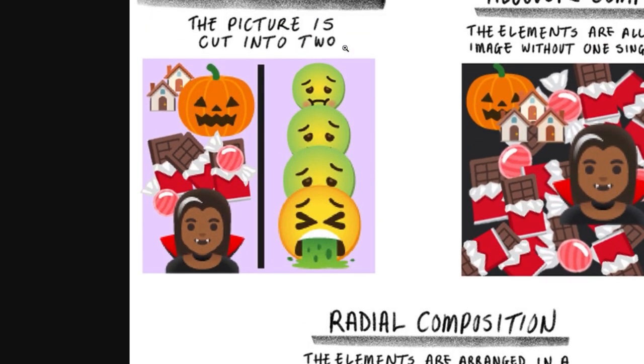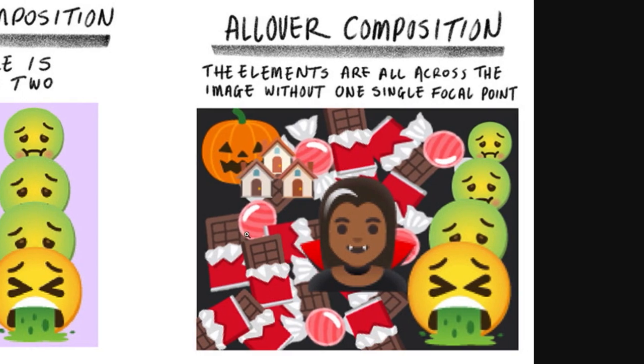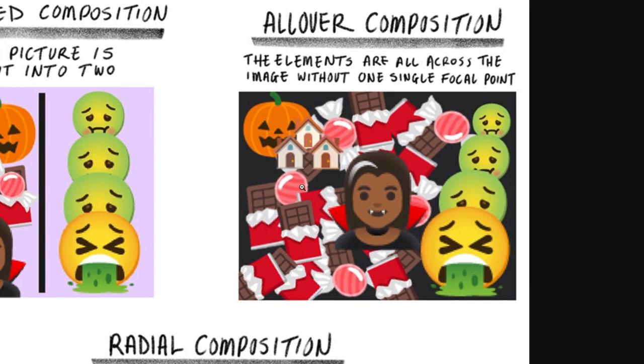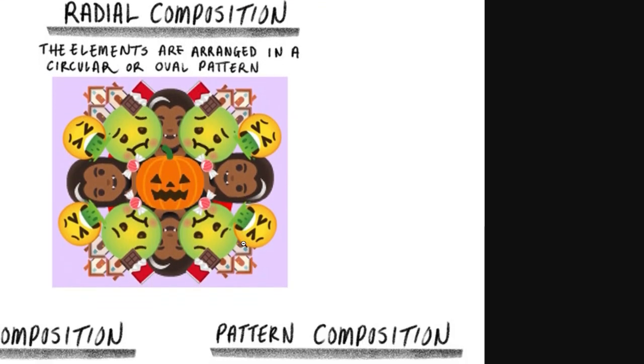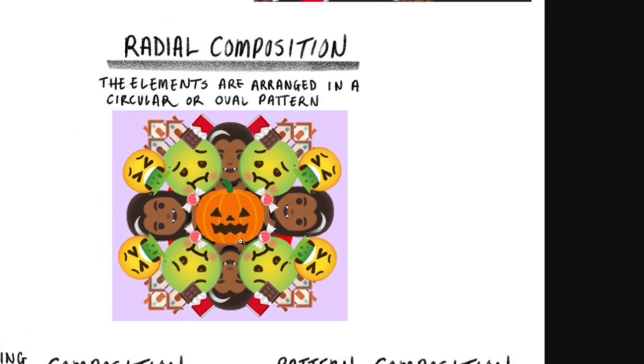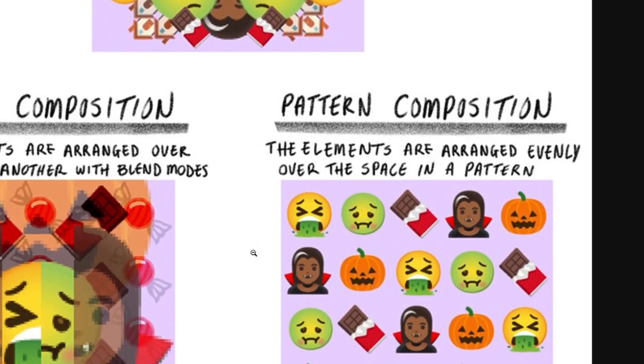We talked about a linear composition just now, but we can also have different types of compositions. So this one is bisected, where we have two sections. You can make more sections if you want to. Here's an all over composition where everything's on the page, it's spread out, there's no particular focal point, it's not exactly centered.